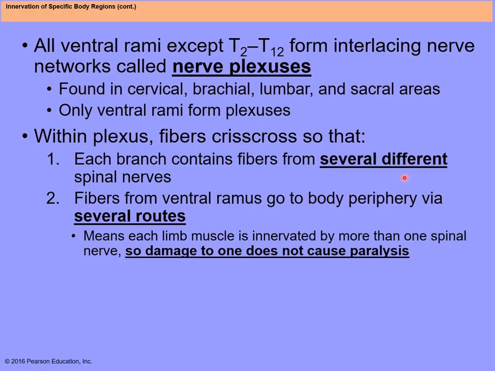You have, as I said, these nerve plexus. There's 4 main areas: the cervical, brachial, and then the lumbar and sacral areas. Within the plexus, you have fibers that are crisscrossing. This way, each branch has fibers from several different spinal nerves. It kind of ensures that you get good innervation, good communication. You don't have just one nerve innervating or stimulating, say, one muscle and that's it.